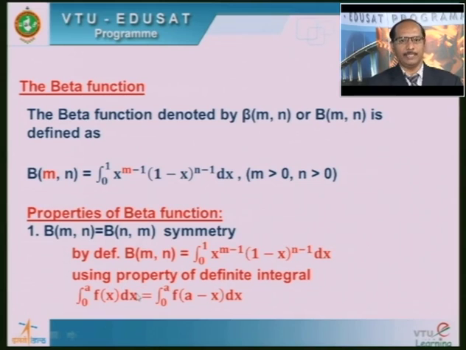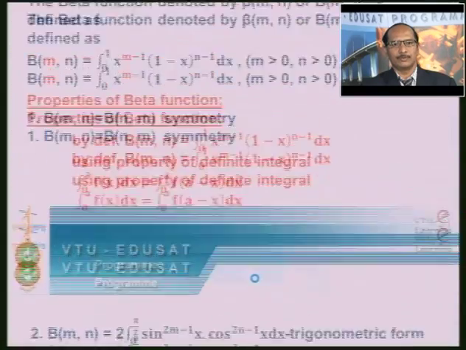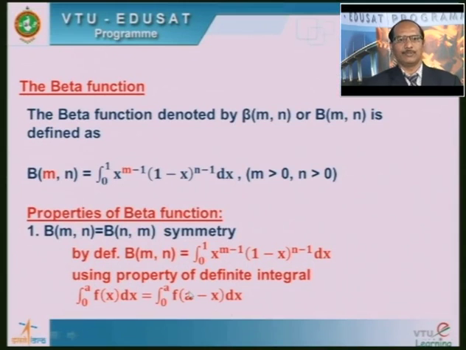So, using this property in the above definition, here a is 1, and the integral in the definition of beta mn is from 0 to 1. You consider f(x) as x to the power m minus 1, 1 minus x to the power n minus 1. So, the integral from 0 to 1 of f(1 minus x), using the property. In place of x, you substitute 1 minus x here.